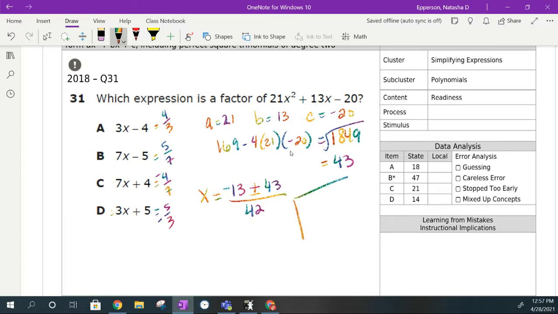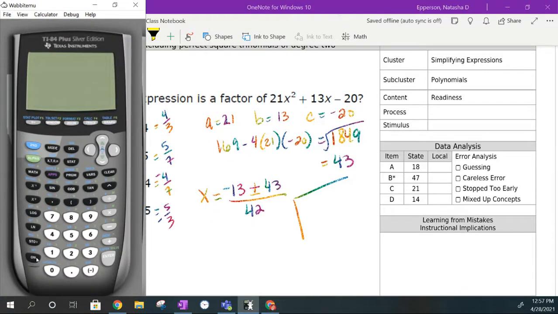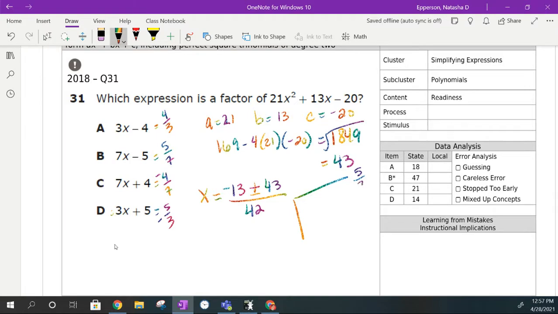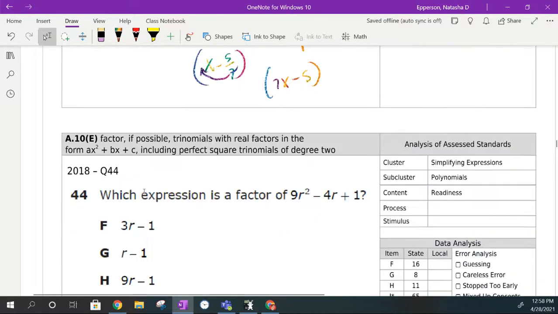All right, we know we're either going to have negative 13 plus 43, and then we're going to divide that by 42. That's going to give me, math, enter, enter, 5/7. Oh, look, there's our answer right there. We're done. Remember, it's negative, so be careful with that. When I put that into my factored form, that would be x minus 5/7. You would move the 7 in front of the x. That gives you 7x minus 5. Done. We don't even have to look at the second one.